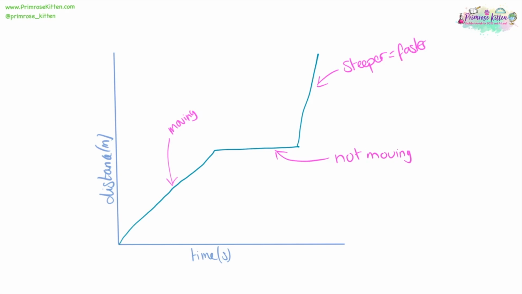We can calculate speed as the gradient. Gradient is up over across, which is going to be distance over time.